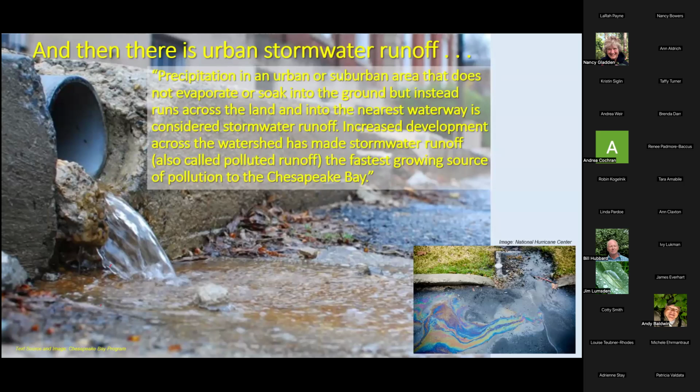Other sectors such as forestry, agriculture, and wastewater treatment plants have seen great strides in improving the runoff that enters the Chesapeake Bay, and they're decreasing their impact. But urban stormwater is one of the faster growing sources. It's headed in the wrong direction. So again, that's why we're concerned about stormwater or urban stormwater runoff.